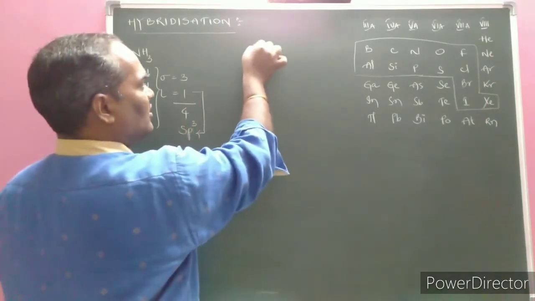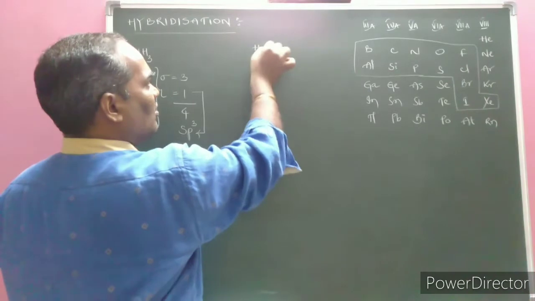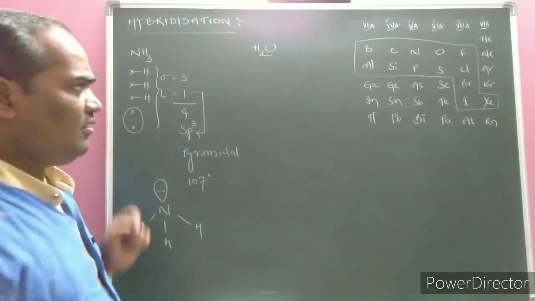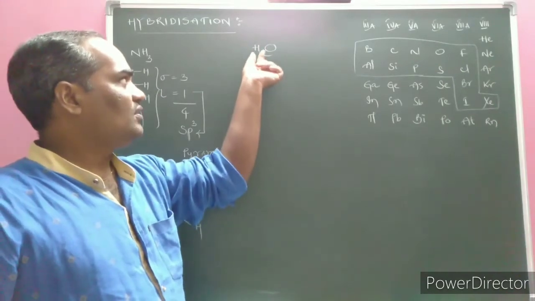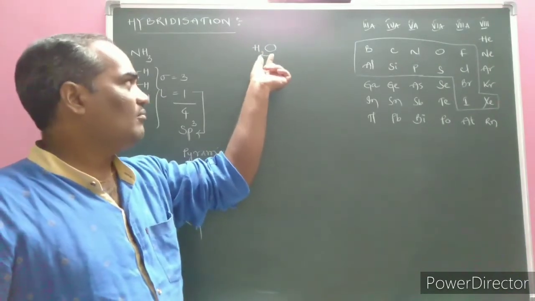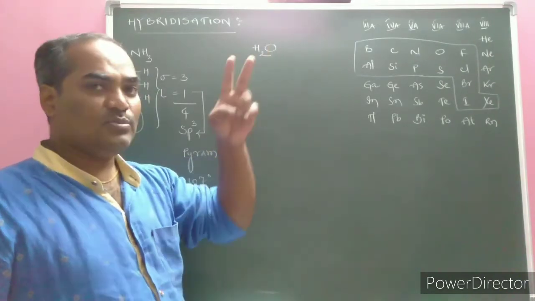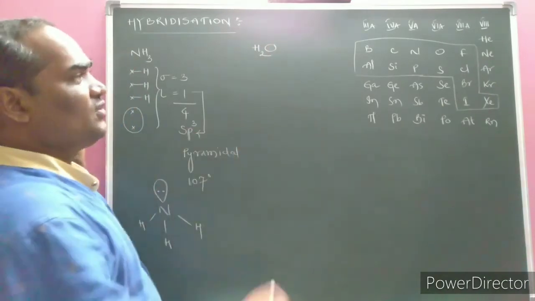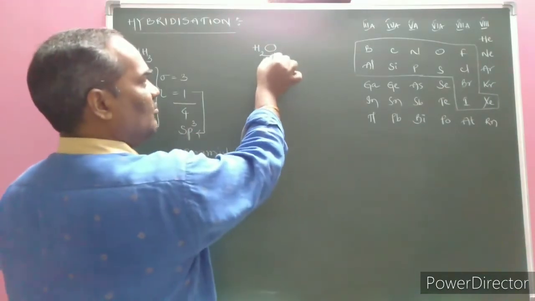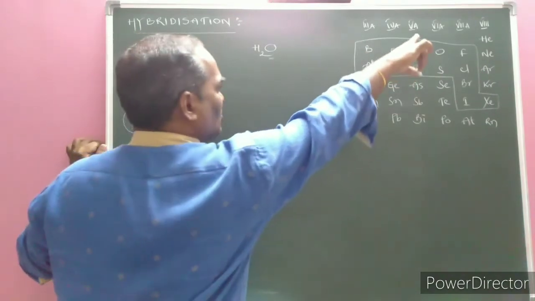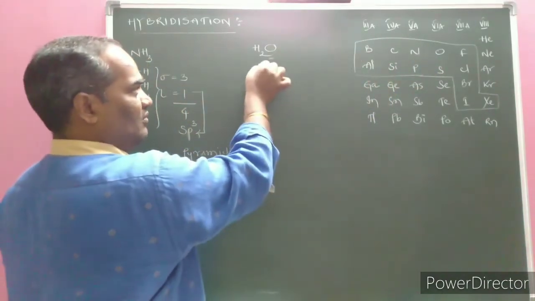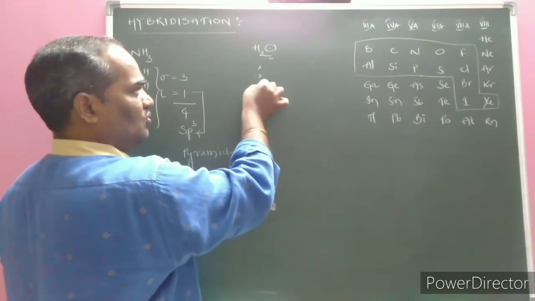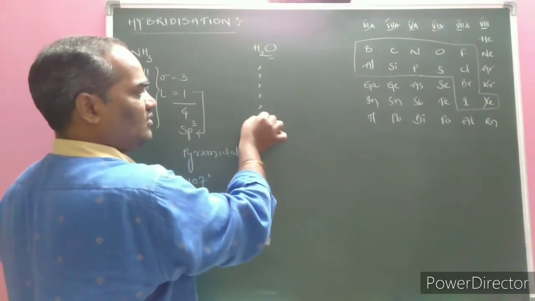Next example is a familiar one, the water molecule. Here the selection of the central atom is important. Here the hydrogen is there as well as the oxygen atom. But the oxygen atom is making 2 covalent bonds. That is why oxygen itself is the central atom. Oxygen belongs to group 6, or the 16th group element. That is 1, 2, 3, 4, 5, 6.